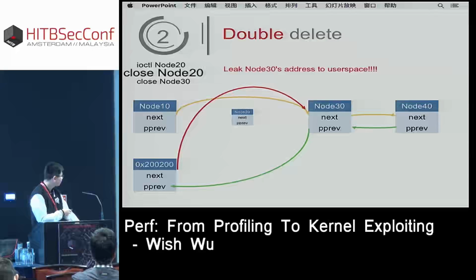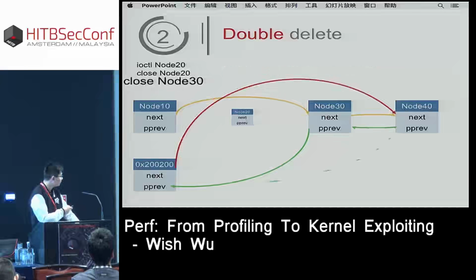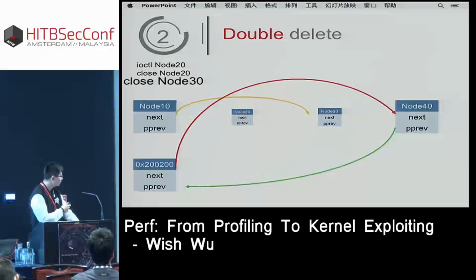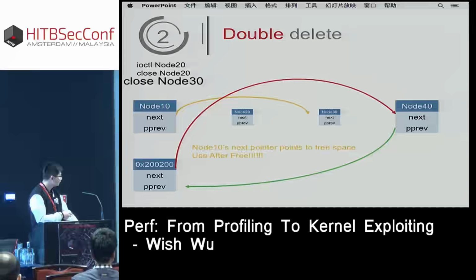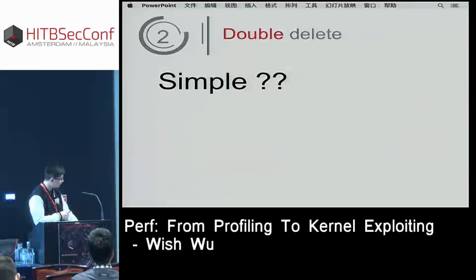After close node 20, node 20 is freed now. Then I just close the node 30 directly. Node 30 is gone. Node 10's next pointer points to a freed space. Then use after free is triggered. It is simple, I think.